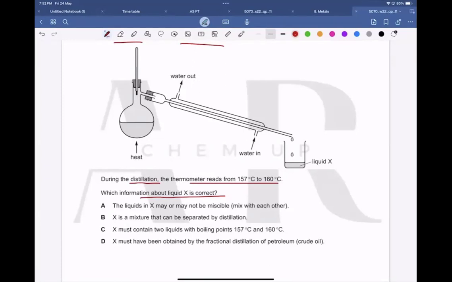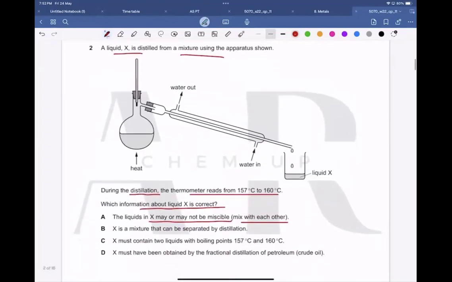Walaikum assalam, Khatija. Okay, liquid X may or may not be miscible or mixed with each other. No. Walaikum assalam, Mustafa. No, it cannot be an answer, because if you see, we observe the variation in the boiling point, it shows impurity, that is impure. X is a mixture that can be separated by distillation. No. X must contain two liquids with a boiling point 157 and 160. Yeah, that can be the answer.